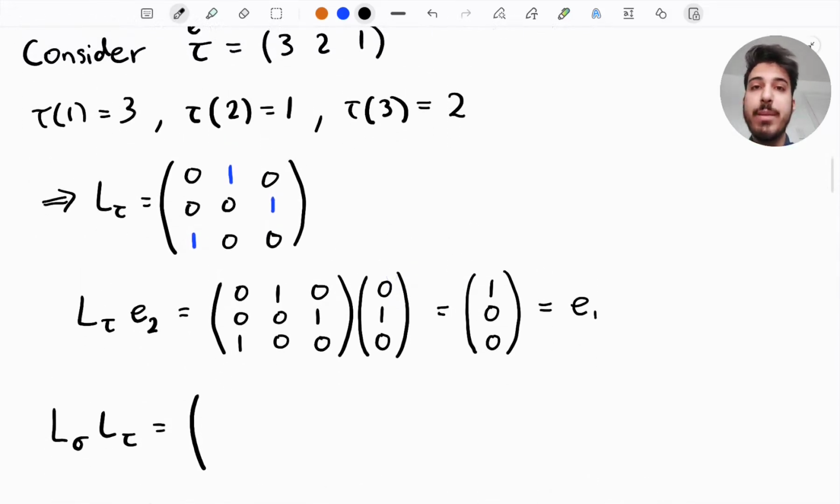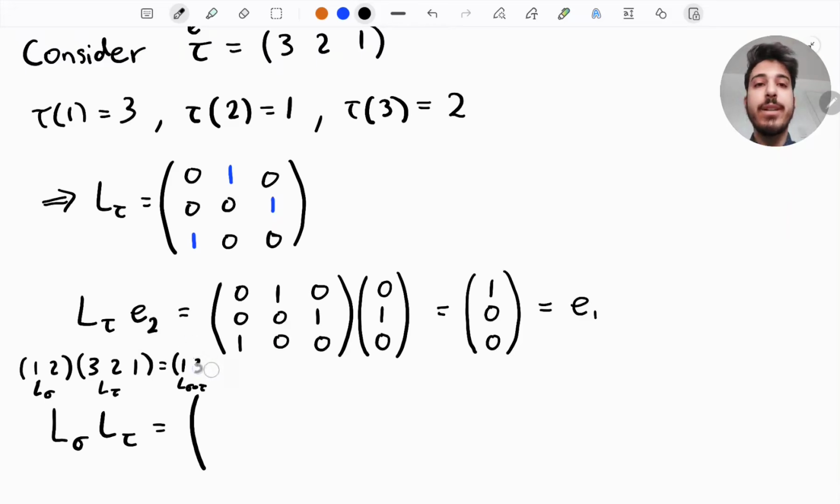Let us explore now what happens when we combine sigma and tau together. When we compose these two permutations, we expect to get their composition the same way we would multiply their cycles together. If we multiply the cycles sigma and tau together, we would get something like (1 2), which is sigma, times (3 2 1), which is tau, giving us (1 3). So multiplying L of sigma times L of tau should give us L of sigma composed with tau, which is L of (1 3).